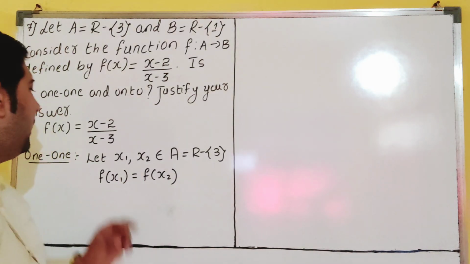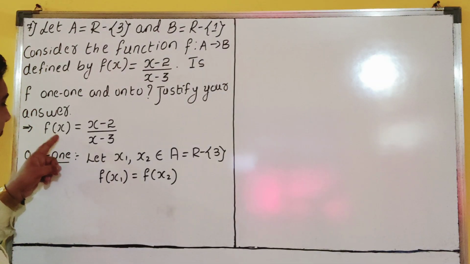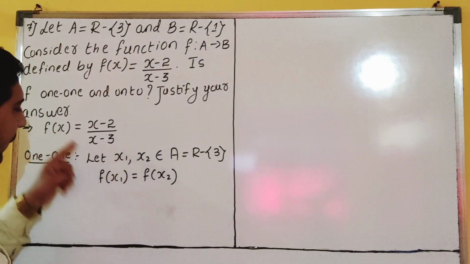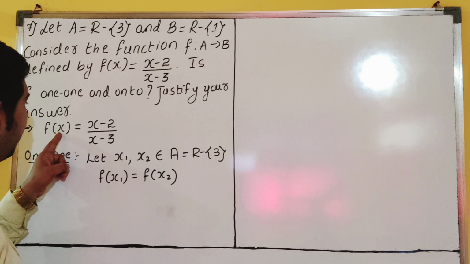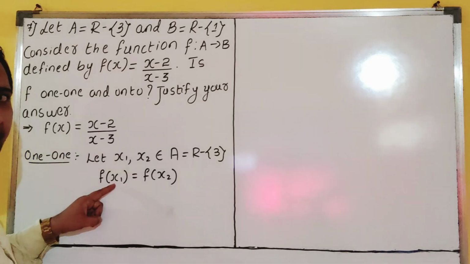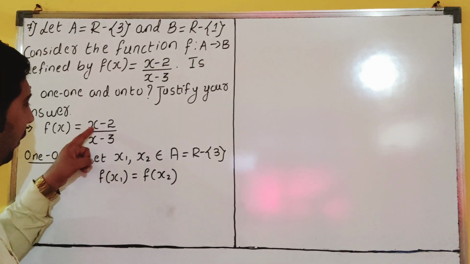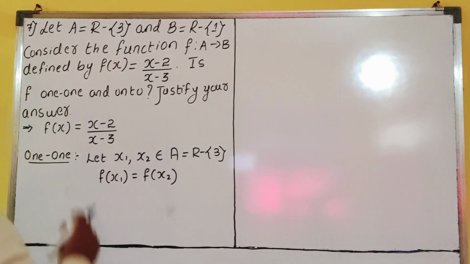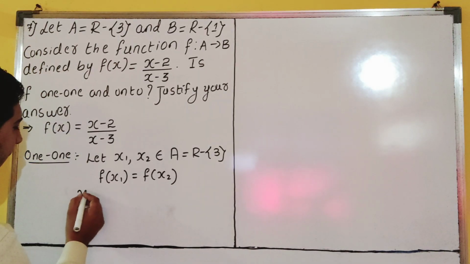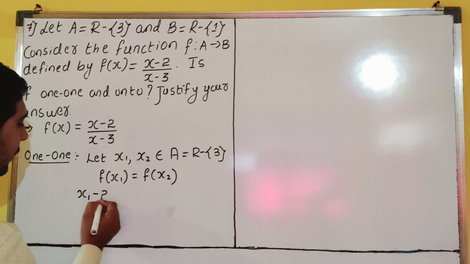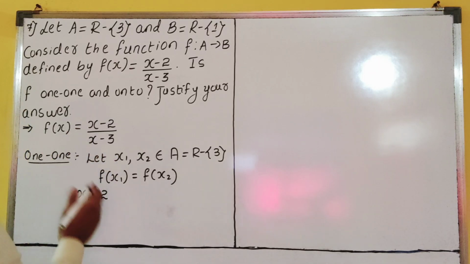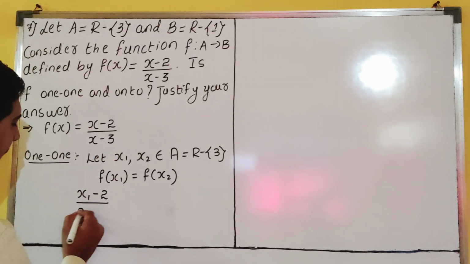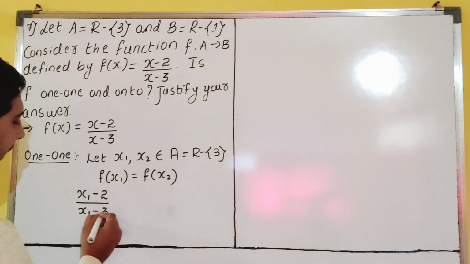So what I am saying, dear students, you compare f of x and f of x1. In place of x, x1 is there. Wherever x is there, you replace it by x1, dear students. So now I replace by x1: x1 minus 2, divided by x1 minus 3.